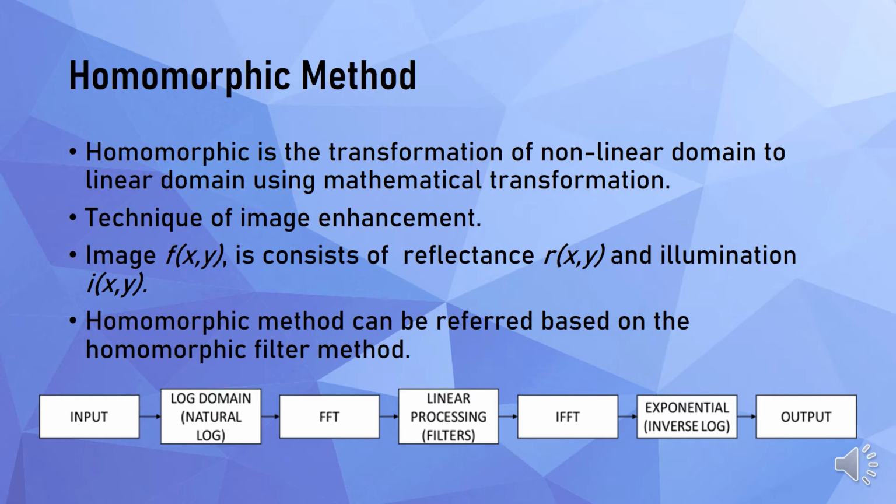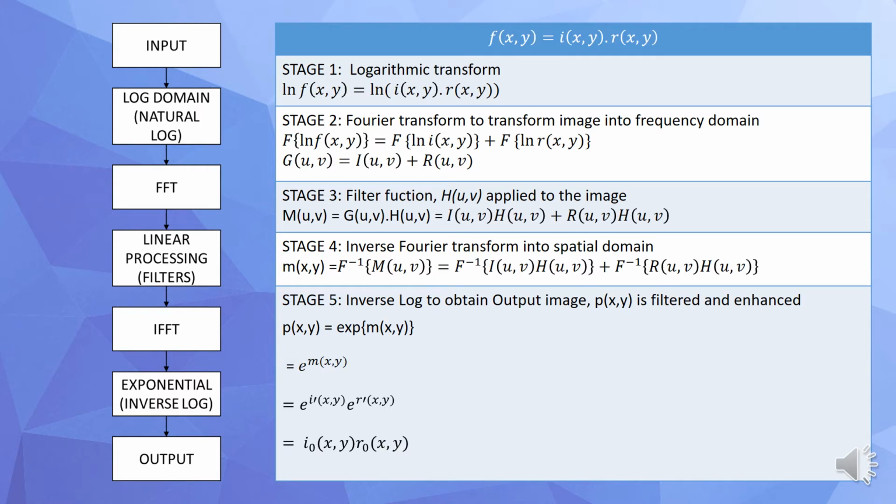Homomorphic is a transformation of a non-linear domain to a linear domain using mathematical transformation. It is one of the techniques in image enhancement, and we use the image model, which is the reflectance multiplied by the illumination, so that using the homomorphic method we can separate reflectance and illumination by using log and inverse log, as shown in the diagram below. This is the process flow for homomorphic filtering.